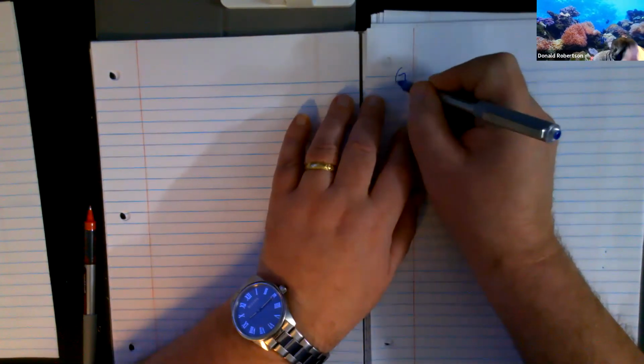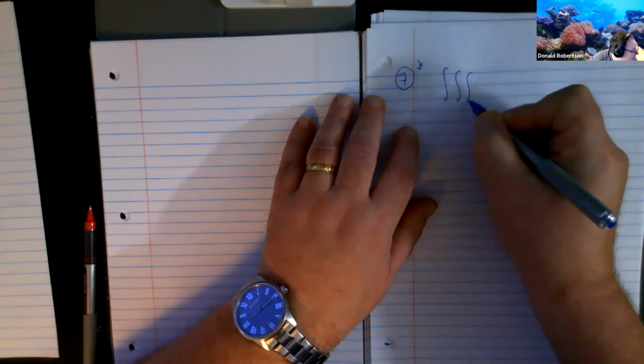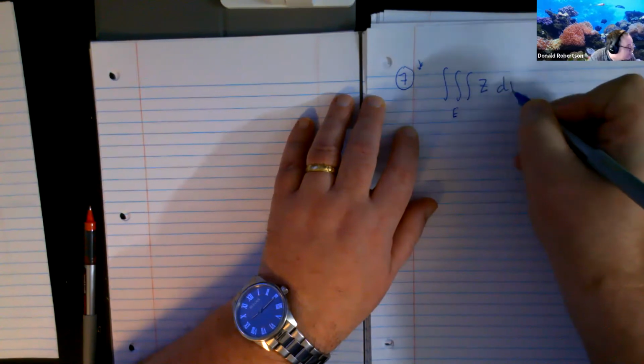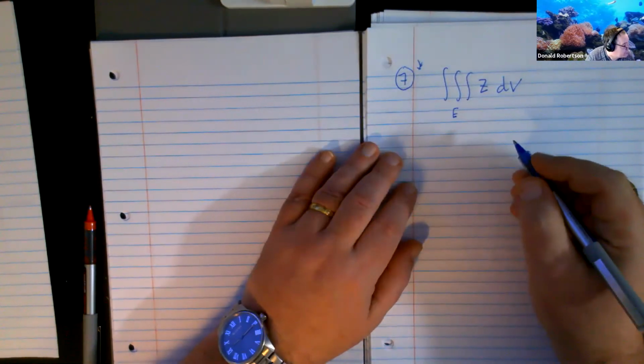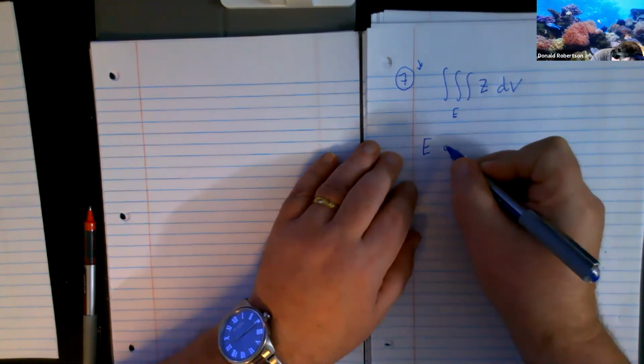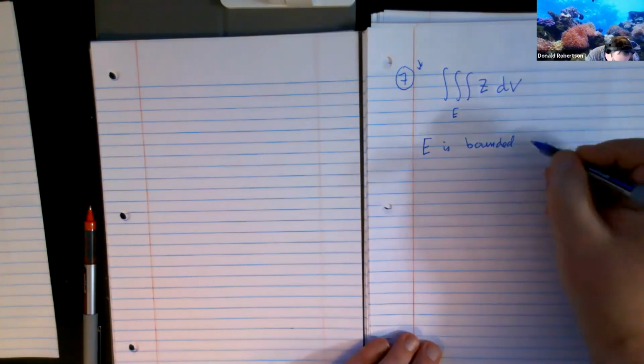That was 6. Let's look at this. This is a version of 7. We're doing a triple integral of a function z. And what do we know? We know that E is bounded basically on one side and then on the other by this fella.